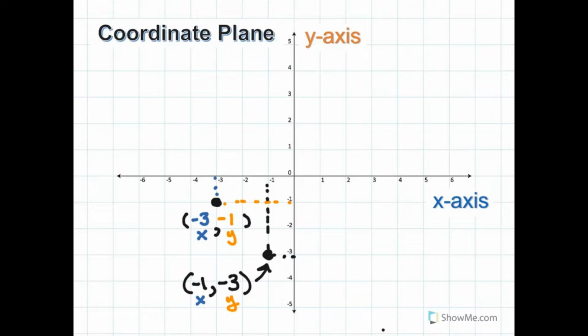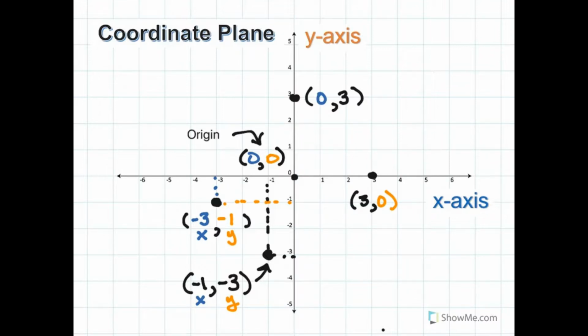If a point is on the x-axis, like this one, the x-coordinate is 3, but the y-coordinate is always 0. It lines up with 0 on the y-axis. If a point is on the y-axis, its y-coordinate is the number that it's on, and its x-coordinate is 0 because it's lined up with 0 on the x-axis. This point at the center has coordinates (0, 0) because both x and y are 0, and it's sometimes called the origin.